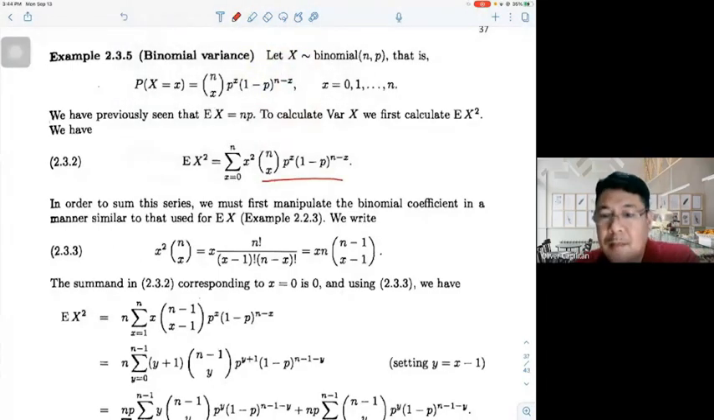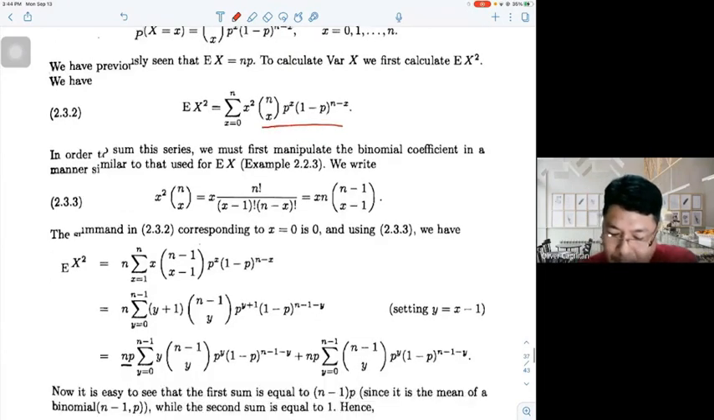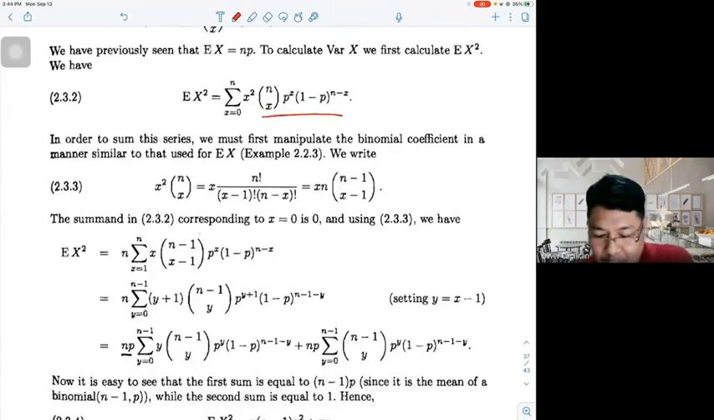And then the summation is over all the mass points of our random variable x, so x here from 0 up to n. And then if we're going to manipulate this series, first we're going to manipulate the binomial coefficient in a manner similar to what was used for the mean of x. So supposing we're going to manipulate this expression, x squared times this combination of n taken x at a time.